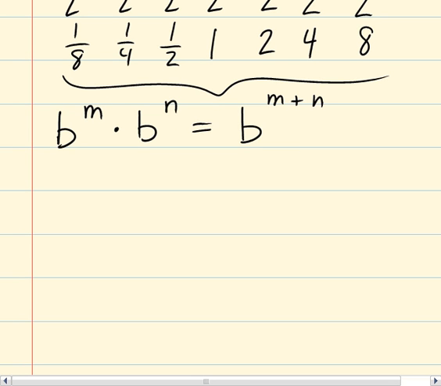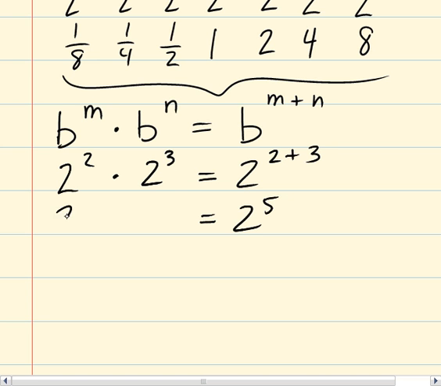If you haven't seen that before, there's a really simple reason why this is true. I'm going to illustrate it with an example. If I had 2 to the second times 2 to the third, according to this rule I should get 2 to the 2 plus 3, adding these two exponents, which is also 2 to the fifth. So 2 squared times 2 cubed should be 2 to the fifth according to this rule.